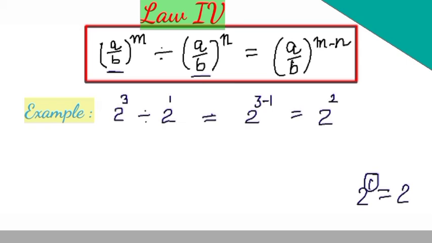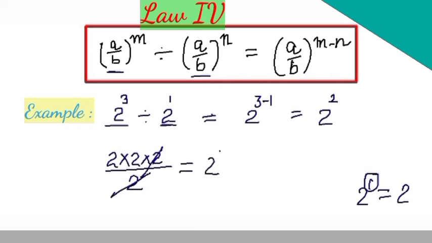Why does it happen? Let's check it. Division means this. 2 raised to the power 3 means 2 is multiplying by itself 3 times. Divided by 2 raised to the power 1 means 2 is multiplying by itself 1 time. Now 2 to 2 cancel out. What we are having is 2 raised to the power 2, and we are getting the same answer here.